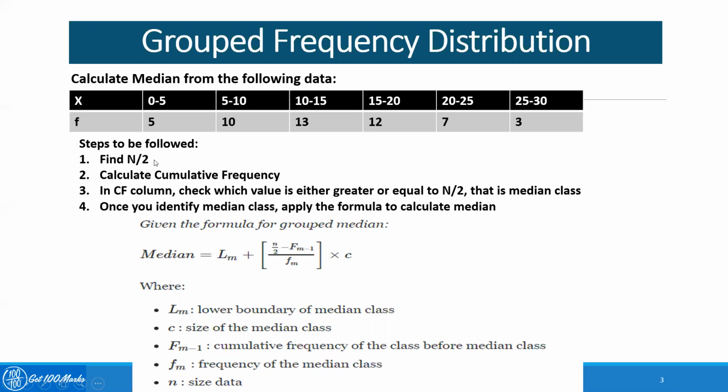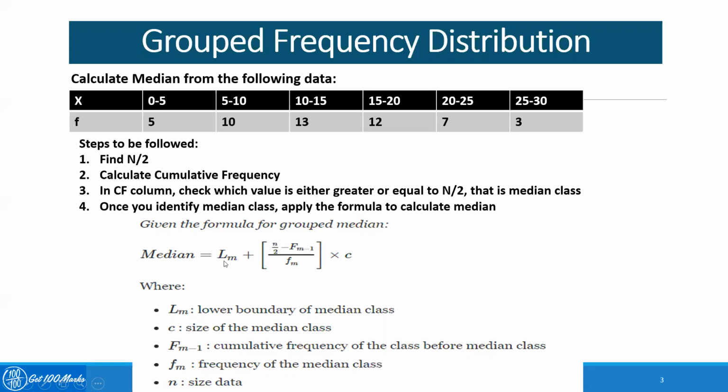Once we calculate the n by 2, again we have to follow the similar procedure. You have to create one more column of cumulative frequency. In the CF column, you have to check which value is either greater or equal to n by 2. That will be your median class. Once you identify the median class, you have to apply the formula which is given below to calculate your median. So let's just go through the formula.